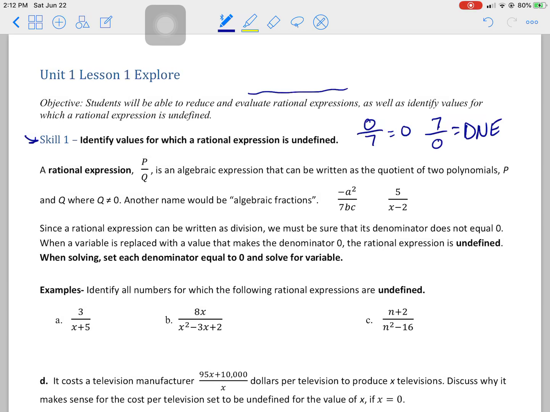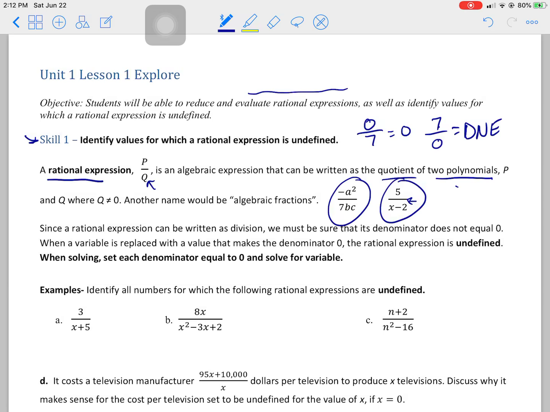So rational expressions are algebraic expressions that are written as a quotient of two polynomials. There's one and there's one. It just basically means there's variables involved. Notice there's still a division sign right there, right? So that's called a rational expression. And Q, this is kind of a representation of a rational expression, Q can't be 0.